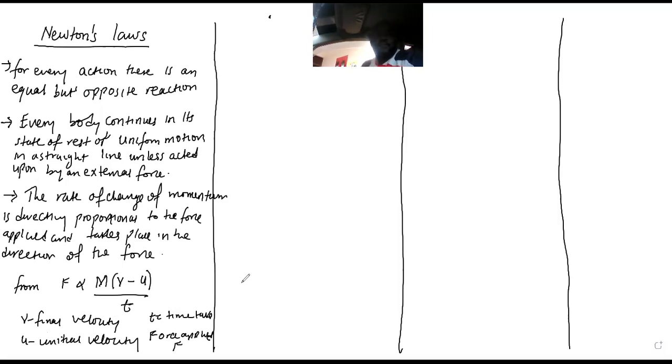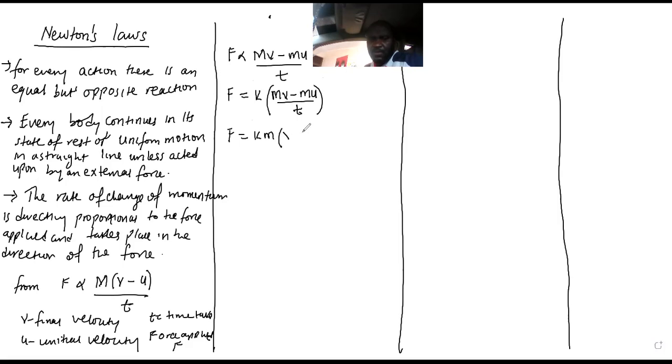In this sense, this is coming from F is directly proportional to the momentum after minus the momentum before, divided by the time. That is what we are calling the rate of change of momentum. If you remove the proportionality sign, you'll have force equal to K(MV minus MU) over T. So F is equal to K of M into (V minus U) over T.